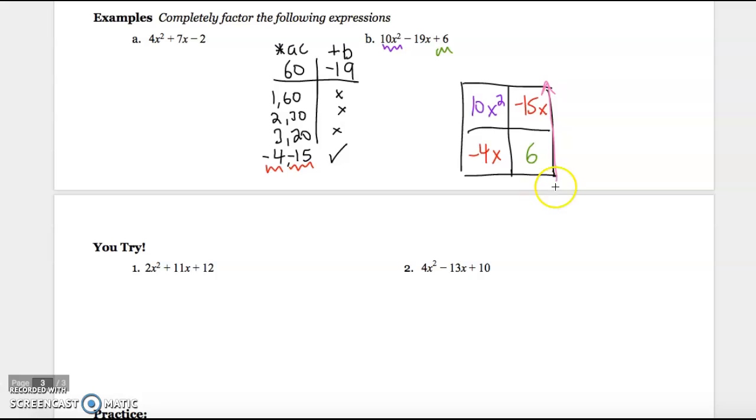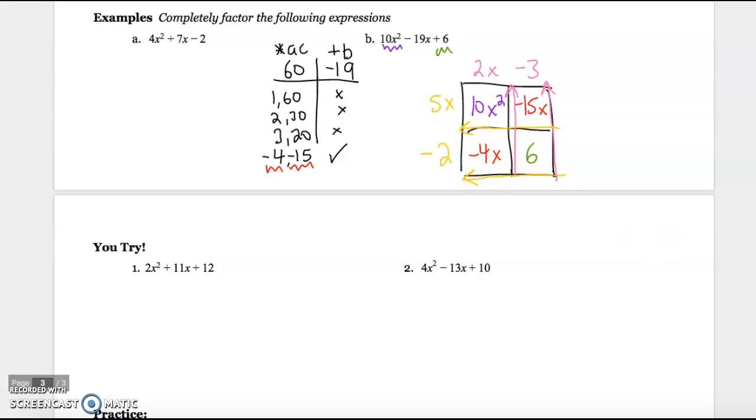-15x and 6, I can pull out a 3, and since the box closest to where I'm pulling the GCF out is negative, I'm going to pull out a -3. And then in this column, I get 10x squared and negative 4x, so I'll put a 2x. And then in each of my rows, the top row, 10x squared and negative 15x would be 5x. And then in the bottom row, negative 4x and 6 would be, since this is negative and that's closer, going to be negative 2.